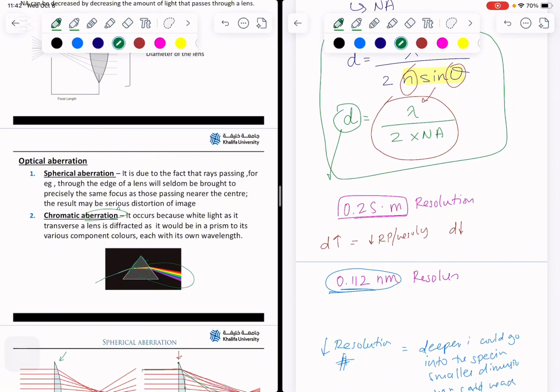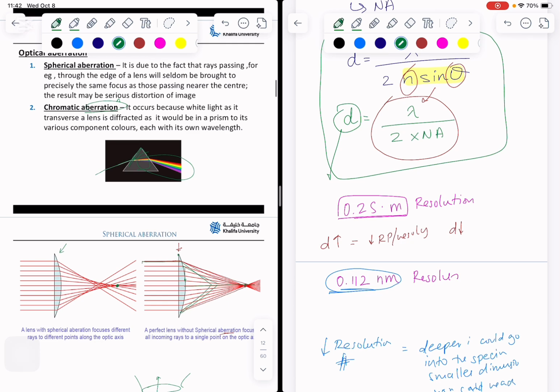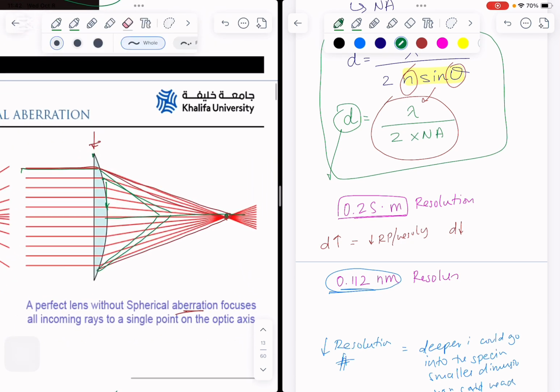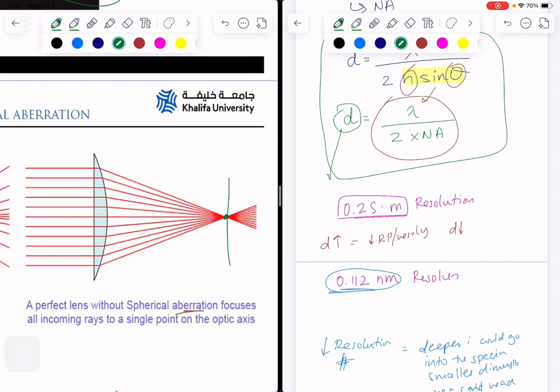The first issue is spherical A, which basically means that, for example, this is what I usually want out of my lens: I want it to refract all the light to be collected at one focal point, and if it's met at this one focal point, it's going to give me a clear and sharp image. But the problem is with this piece.